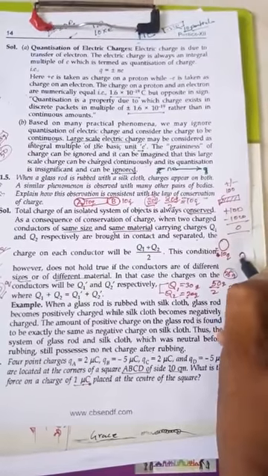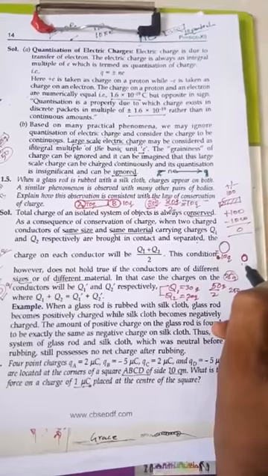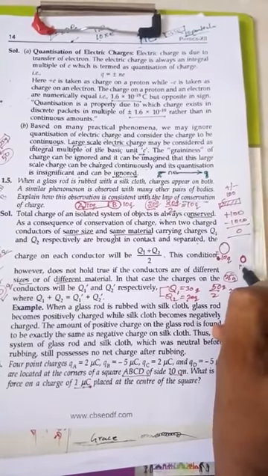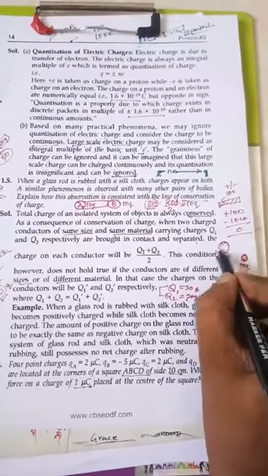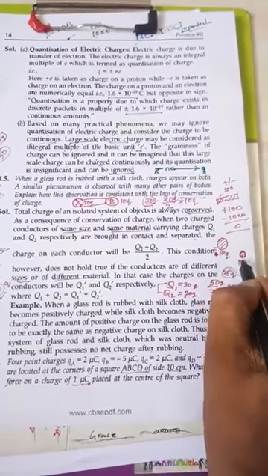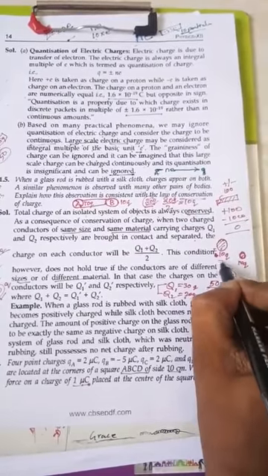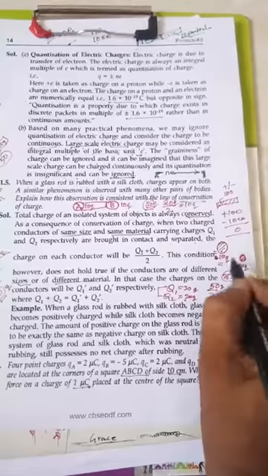Another ball is a different size, a small size. This is, for example, 10Q, the charge. This is a 10Q charge. The size is different. So before contact, the total charge is 20. 10 plus 10, 20, before contact.